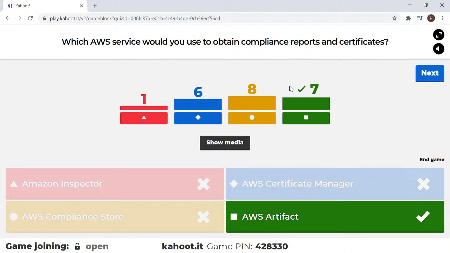AWS Artifact is the right answer. Inspector, as I said, is a way to assess your EC2 instances for security vulnerabilities. AWS Certificate Manager allows you to get the SSL certificates, which are used in HTTPS connections. Compliance Store is no such service or place. It's just a made-up term. AWS Artifact is a store where you can find all the compliance reports.